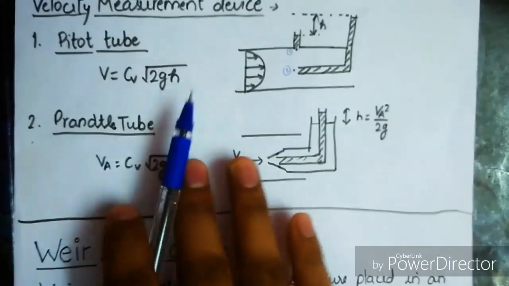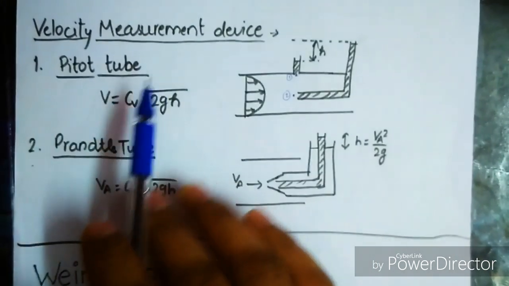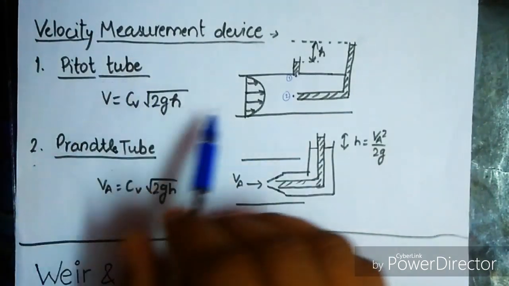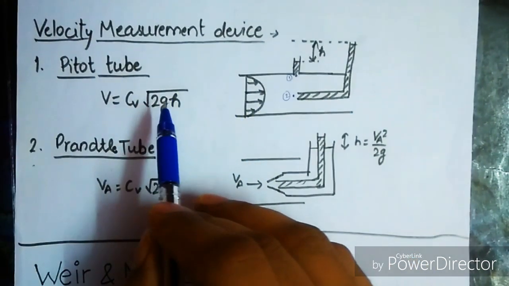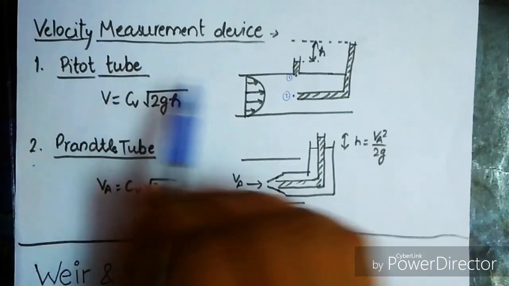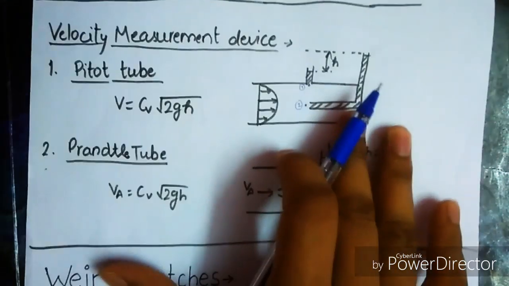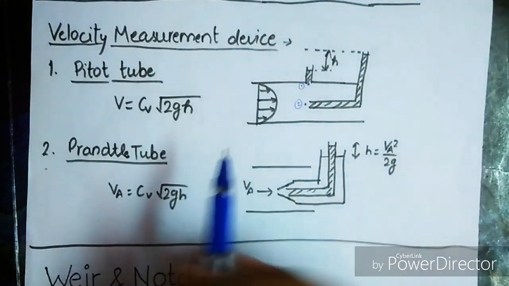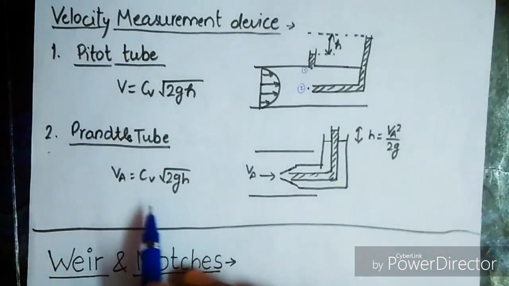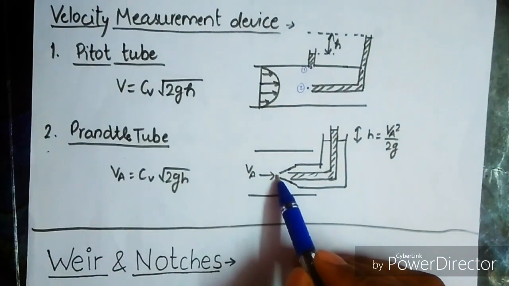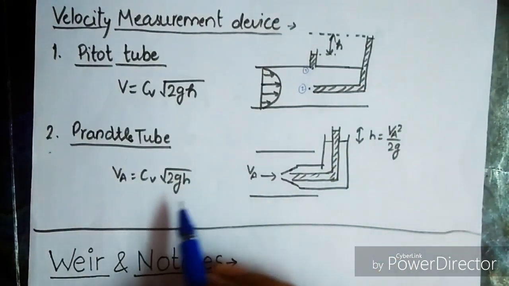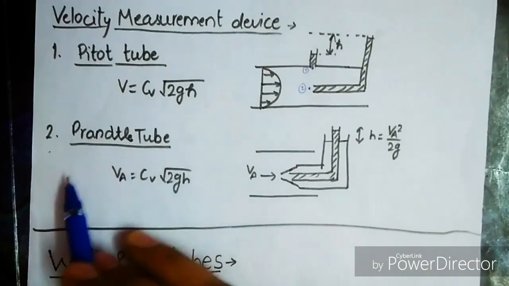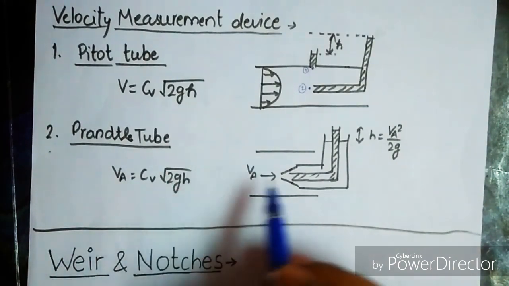Okay. Now Prandtl tube. There is one disadvantage in the pitot tube: when there is a bend or turbulent flow, at that moment the pitot tube becomes useless. There we cannot find out the velocity using the pitot tube, but in the Prandtl tube we can form a laminar flow in this tube. Okay, and this velocity can be determined using the same formula, V equal to CV root 2GH.